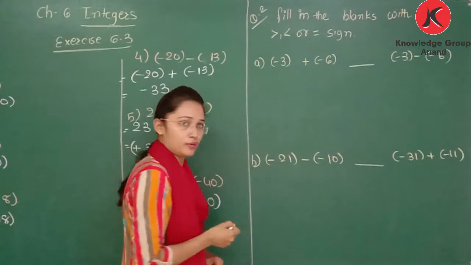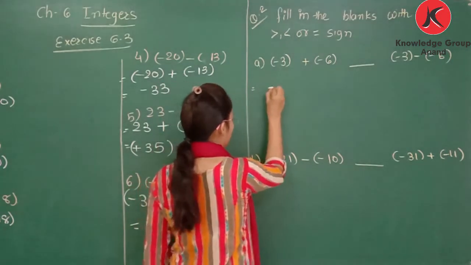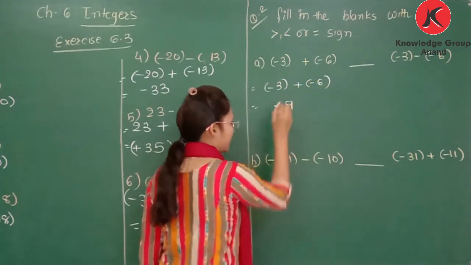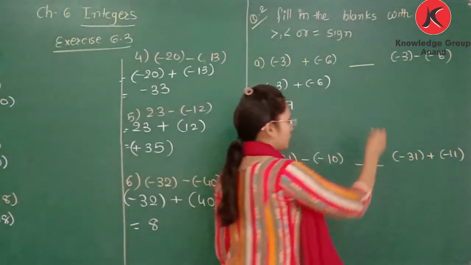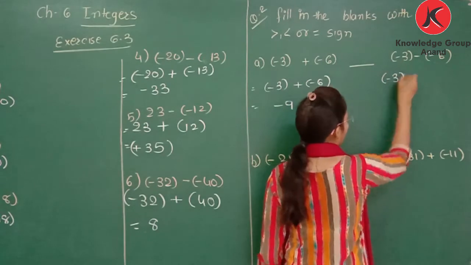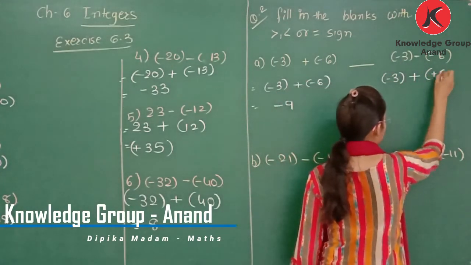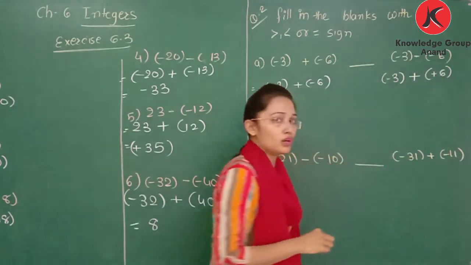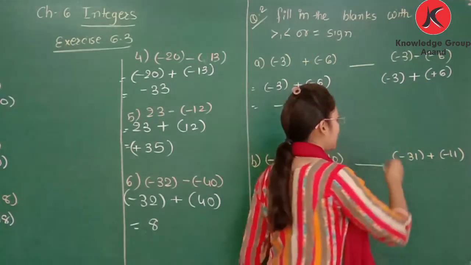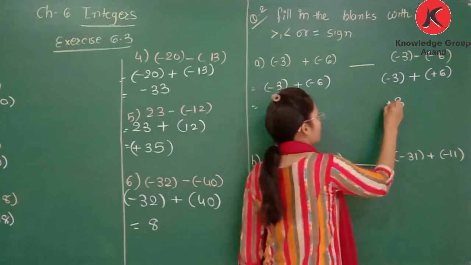Here addition is there. Both signs are negative, means add the numbers. So minus 3 plus minus 6 will give minus 9. Here minus 3 minus minus 6. Convert subtraction into addition, minus 6 becomes plus 6. Now one number is negative, one number is positive. Okay, so subtract the numbers. 6 minus 3 is 3. Which one is greater? Sign of greater number, that is plus 3.